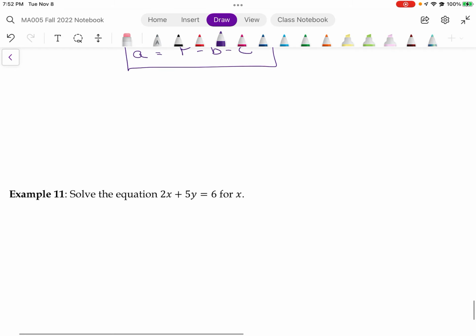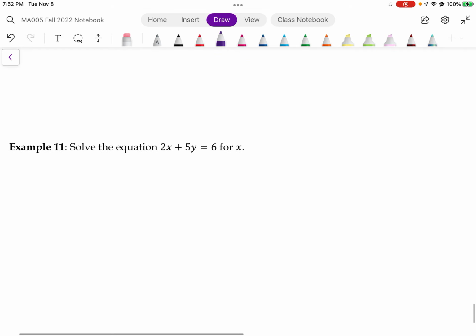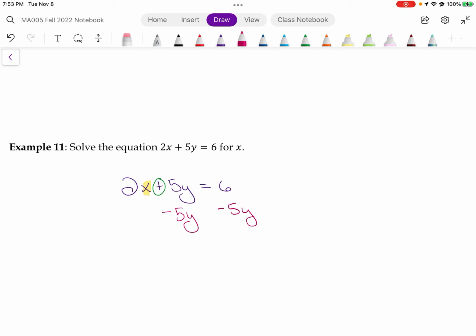Okay, next one, and I believe this is the last one. Solve the equation 2x plus 5y equals 6 for x. So we've got 2x plus 5y equals 6. I'm looking for x. Because there is a plus right here, I'm going to have to subtract the 5y first. You might want to think about this as peeling an onion, peeling away until you get into the x. So start far away and work your way in.